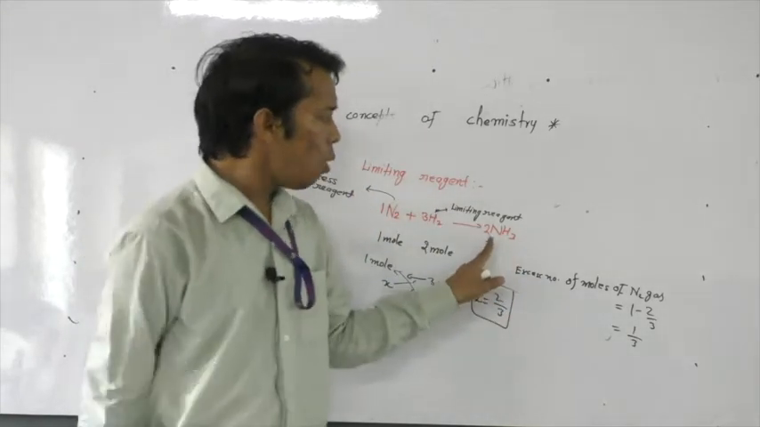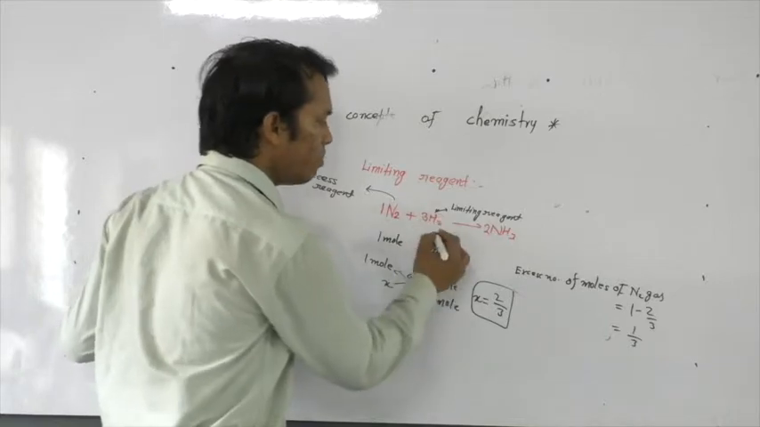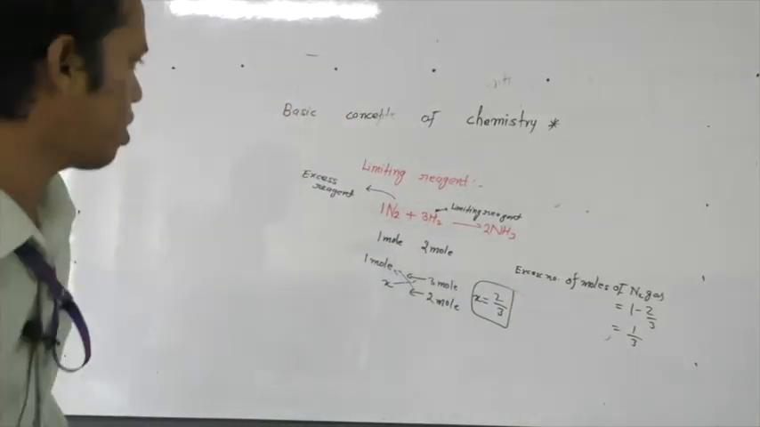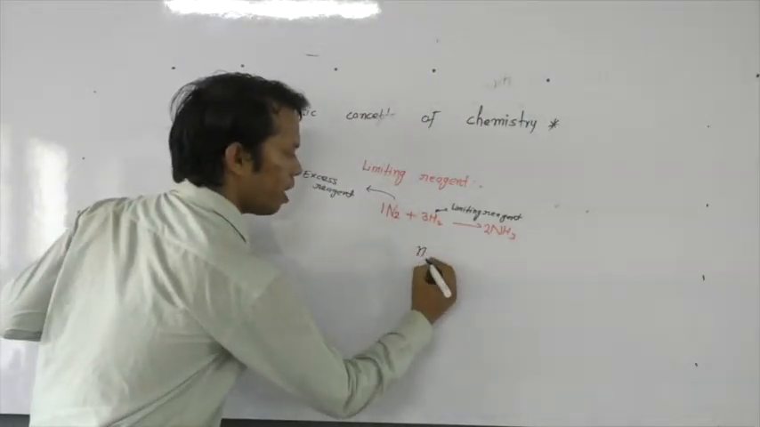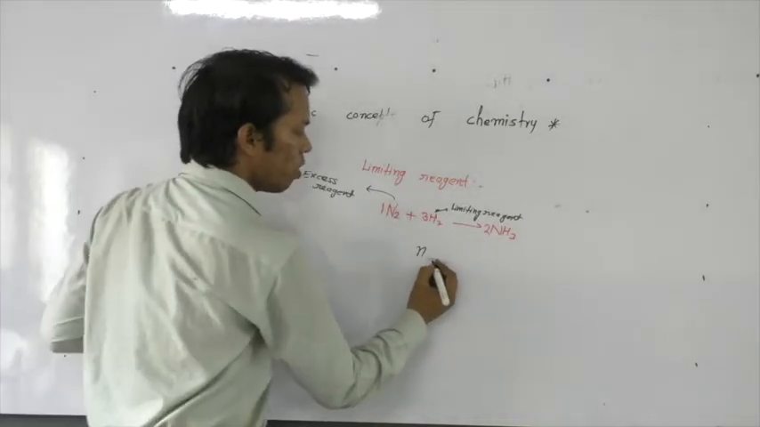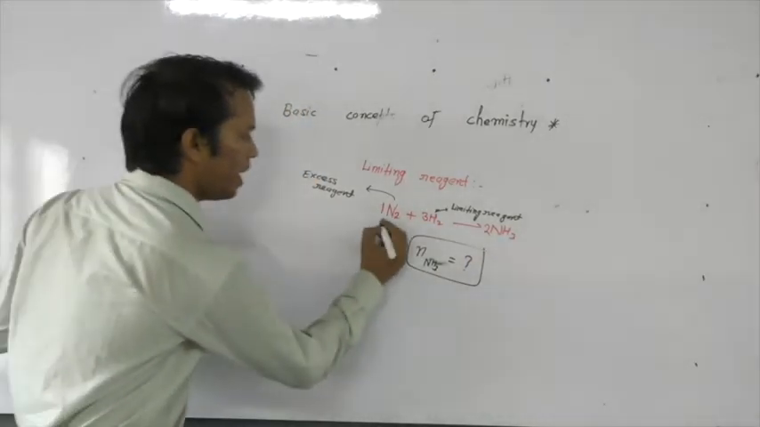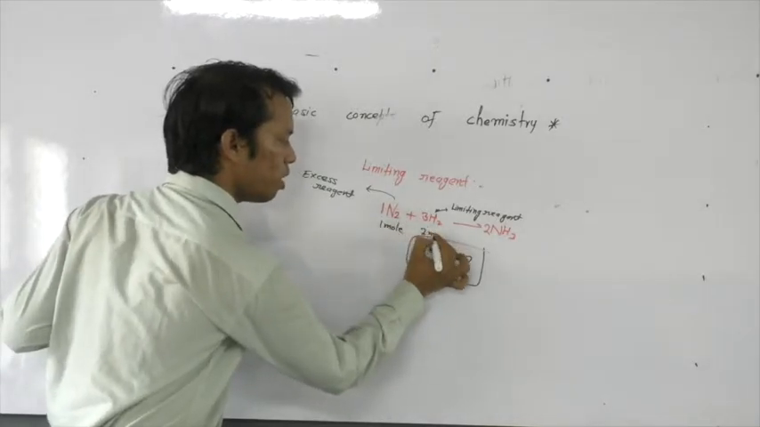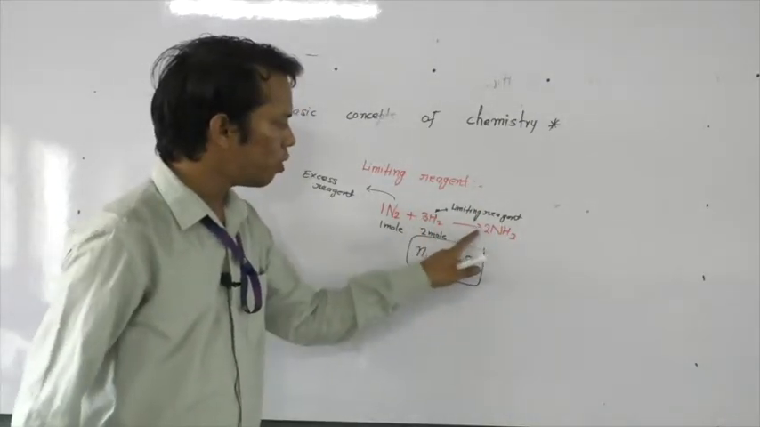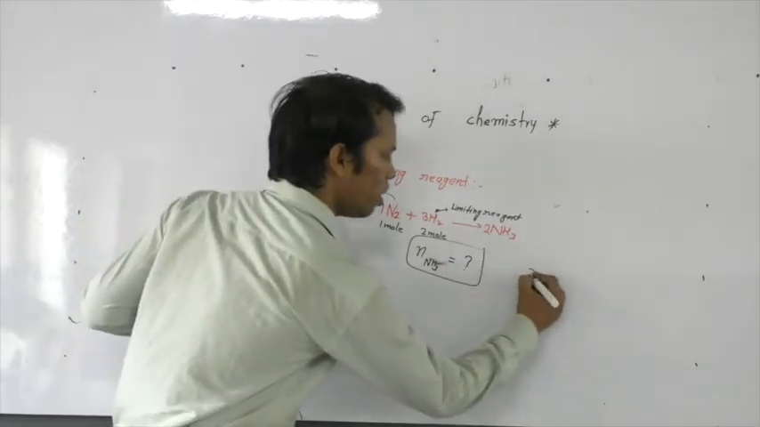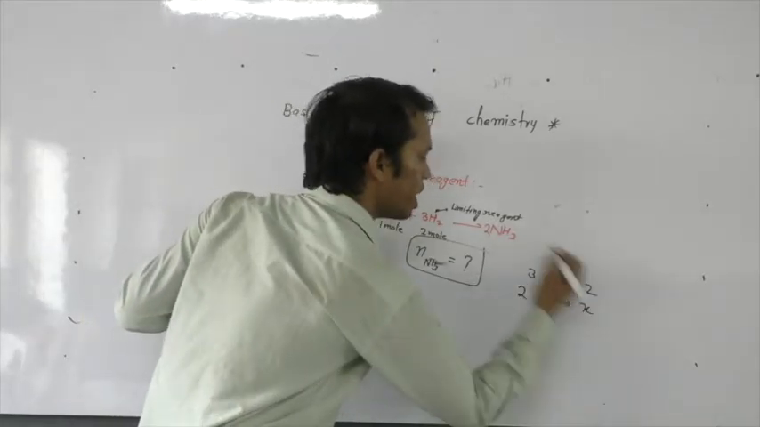Correct or not? And how many moles of ammonia will we get? See, we are taking 2 moles of H2. This is the limiting reagent, so this will decide the product. Number of moles of ammonia formed will be equal to what? 3 mole of H2 gives you 2 mole of ammonia, and you are taking 2 mole of H2. So it will give you X mole of ammonia.